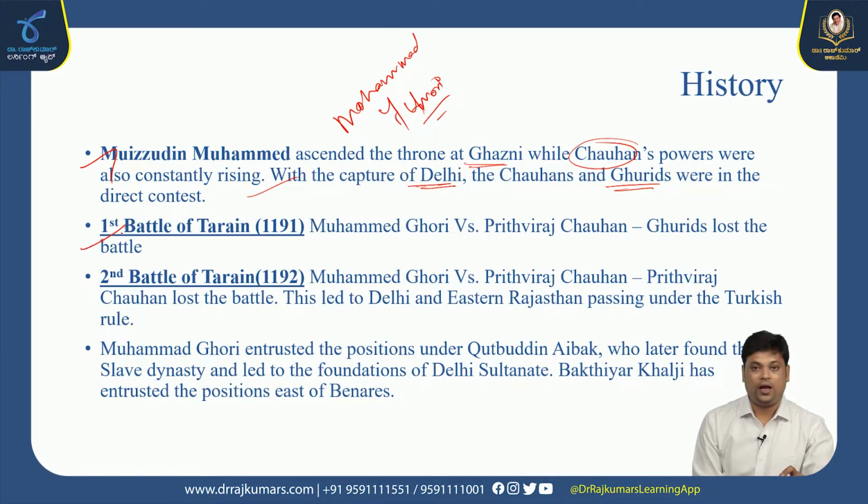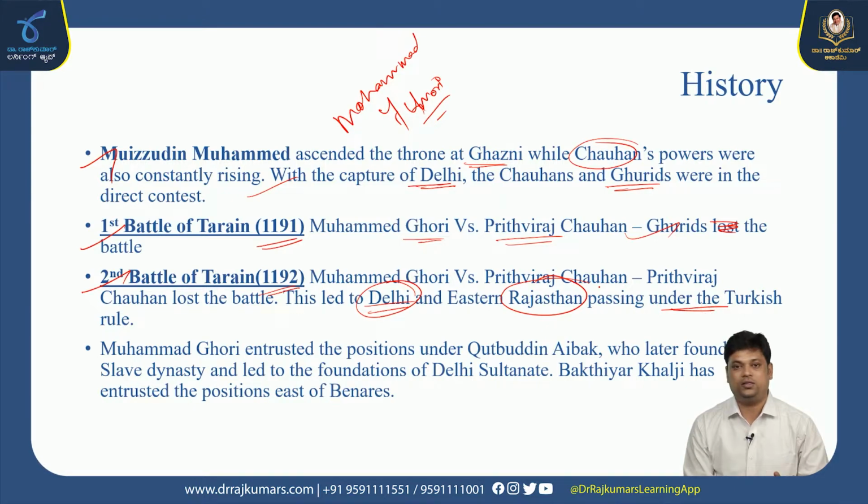The first battle of Tarain was in the year 1191, Muhammad Ghori versus Prithviraj Chauhan. Here Muhammad Ghori was defeated. And the second battle of Tarain in the year 1192, Muhammad Ghori versus Prithviraj Chauhan. Here Prithviraj Chauhan lost the battle. This led to Delhi and Rajasthan passing under Turkish rule. Who took control over the Delhi and Rajasthan region? Muhammad of Ghori.